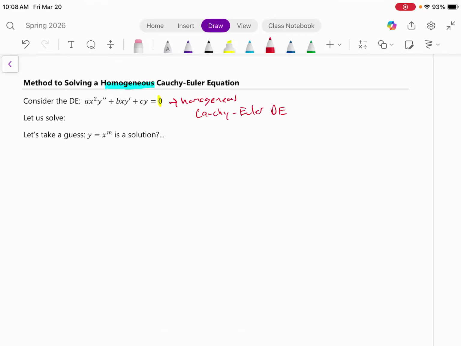So how would we solve a homogeneous Cauchy-Euler equation? It's a bit similar to the constant coefficient differential equation that we learned in section 4.3. But let's go ahead and see how we come up with this exact method. Okay, so how would we solve this? Let's take a guess and say y equals x to the m is the solution. Okay, trust me on that. And so let's see how this plays out.